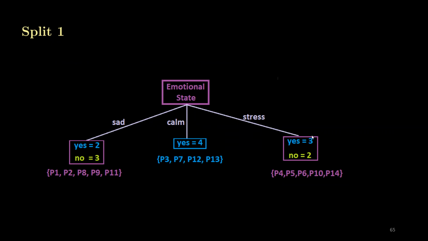For stress, we have 5 samples, 3 belong to yes and 2 belong to no. So we have to split this branch further because the classification is not finalized. Okay, we will start with sad. So our split 2 will start with the calculation of sad.